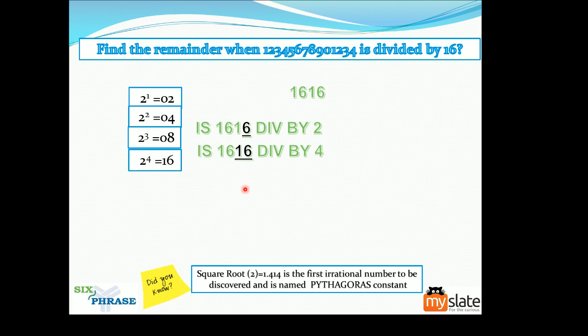Look for these two digits. See if it is divisible by 4. If it is divisible by 4, the whole number is divisible by 4. Is 1616 divisible by 8? Look for these last 3 digits. See if it is divisible by 8. Then the whole given number is divisible by 8.